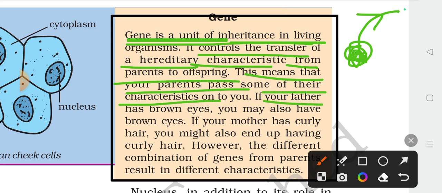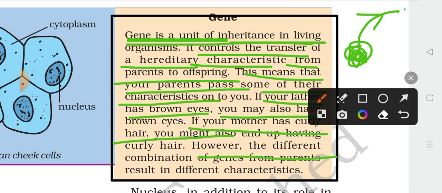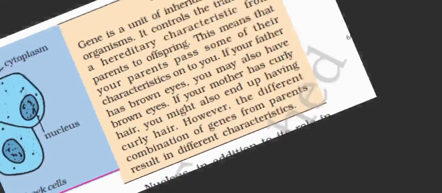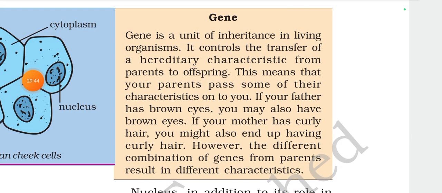If your father has brown eyes, then you may also have brown eyes. If your mother has curly hair, then you may also end up having curly hair. However, different combinations of genes from parents result in different characteristics. Some people have green eyes, some have blue, some have brown because of their parents.